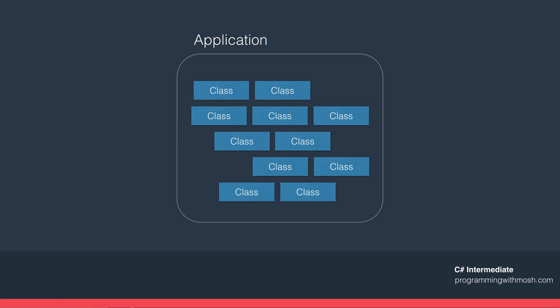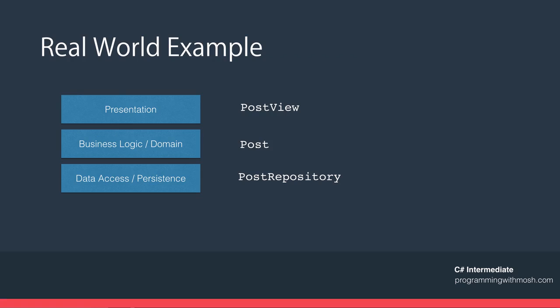Let's take a look at a real-world example. We all are familiar with the concept of blogs and posts. Let's say we would like to implement a web application as a blog engine. With a typical layered architecture, our software application consists of at least 3 layers: presentation, business logic, which is also referred to as domain layer, and data access, which is also referred to as persistence layer. In each of these layers, we can have classes, each responsible for something particular.